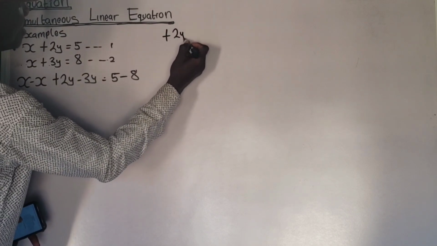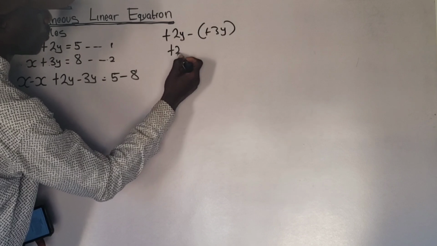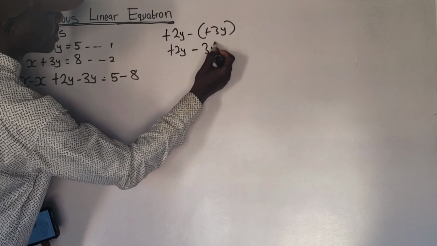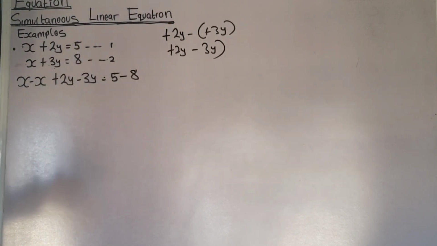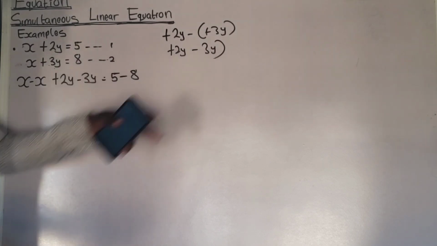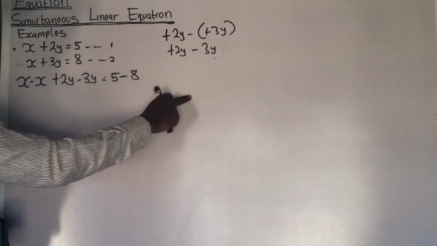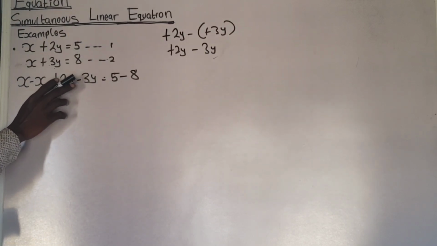You see, plus 2y minus positive 3y, I'm still going to have plus 2y minus 3y. You understand? In our previous class, in algebraic process, I taught you the product of signs. When we multiply a negative number and a positive number together, we're going to have what? A negative number. That's how I got this. So minus times plus, that is what? Minus. That's how I arrived at negative 3y.